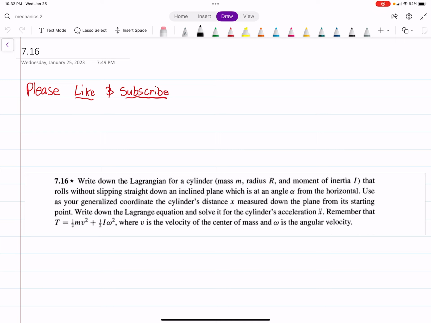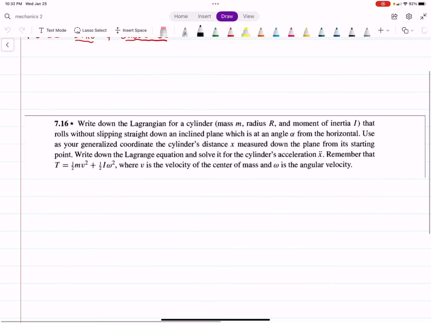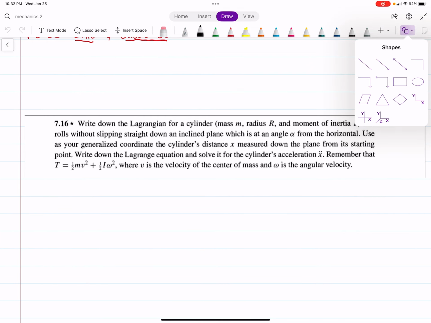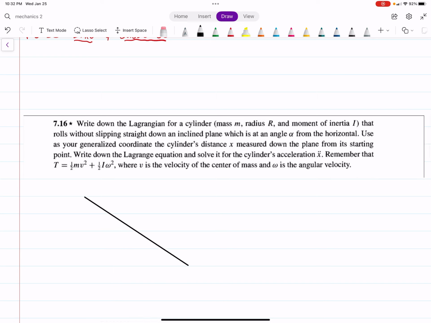So 7.16, we have a cylinder, and it rolls without slipping down an inclined plane, which is at an angle theta from the horizontal. First things first, I'm going to draw a little picture. They call this angle alpha. And it wants us to write down the Lagrangian and solve for the acceleration. And of course, the kinetic energy is going to be the rotational energy plus the translational kinetic energy. So no real problem there. And I guess we'll go ahead and start there.